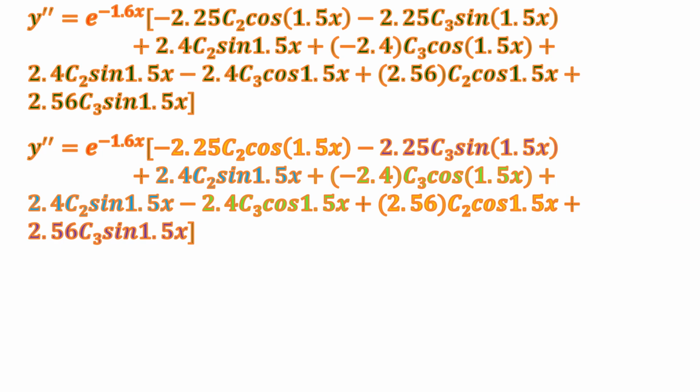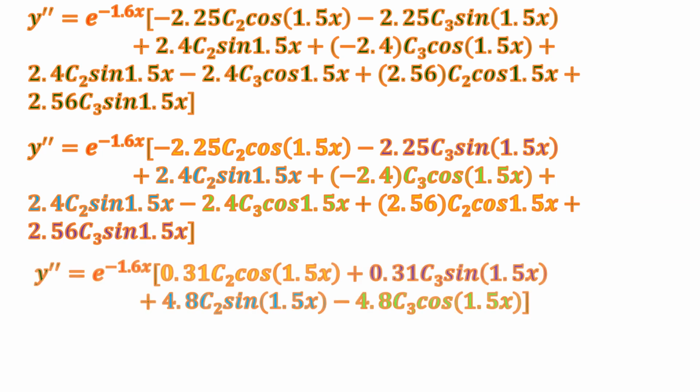So we have C2 cosine 1.5x colored as yellow. We have C3 sine 1.5x colored as violet. And C2 sine 1.5x is colored as a lighter blue, sky blue. And C3 cosine 1.5x, I color it as yellow green. So through that, it's easier for you to look at what are the like terms.